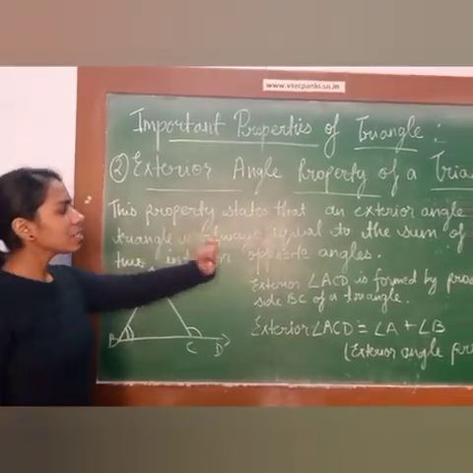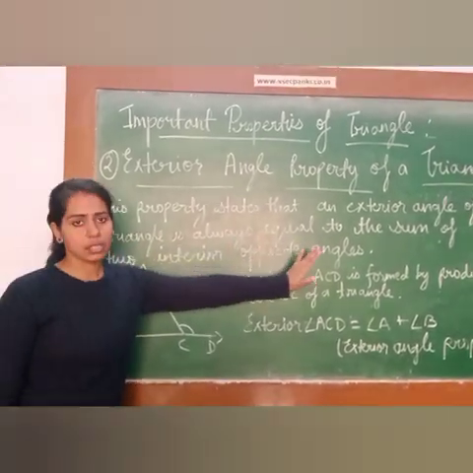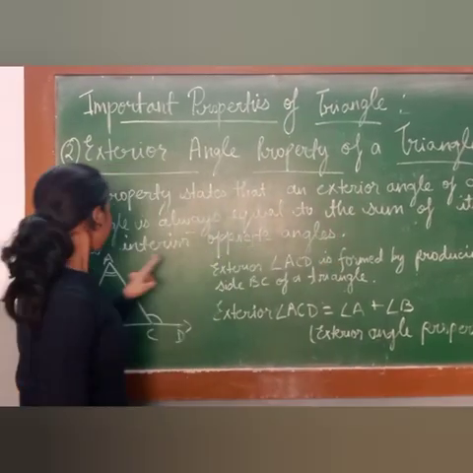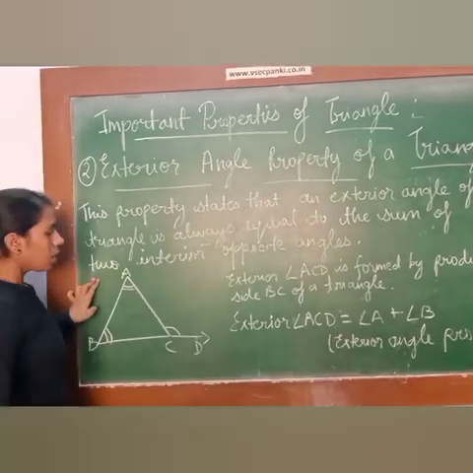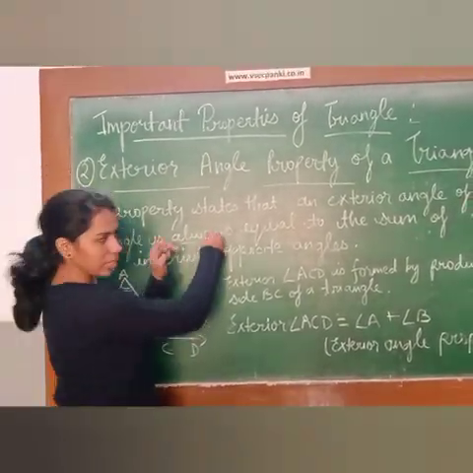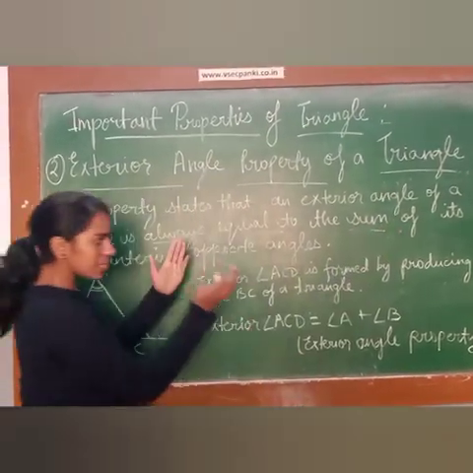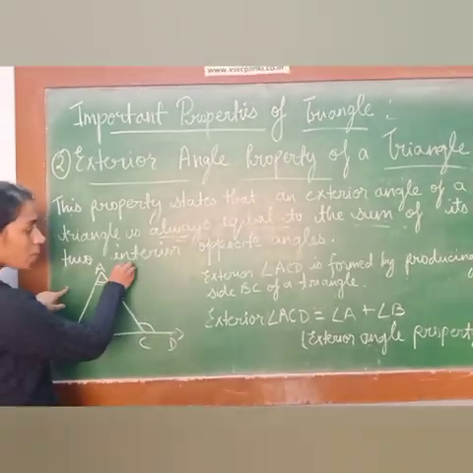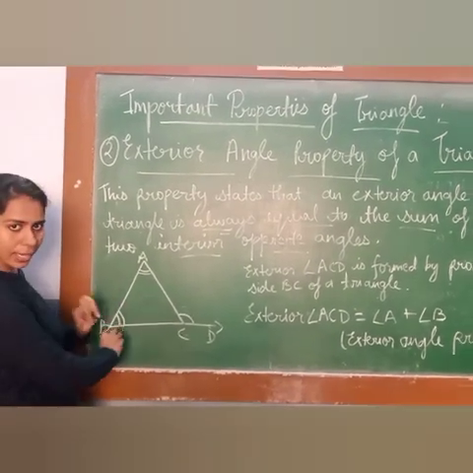This property states that an exterior angle of a triangle is always equal to the sum of its interior opposite angles. Now you all know the meaning of always. Always means every time, equal to the sum. Sum means on addition of the two angles. Now which two angles? Two interior opposite angles. Interior means that are inside.